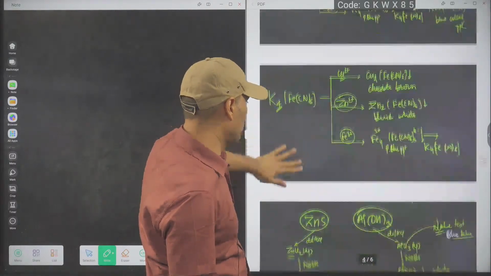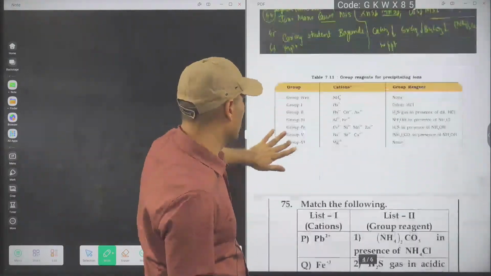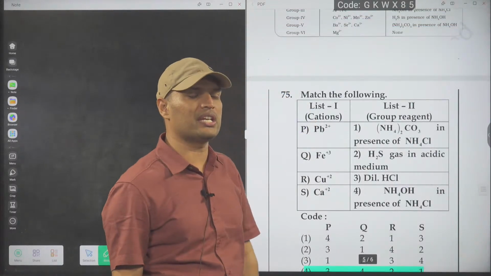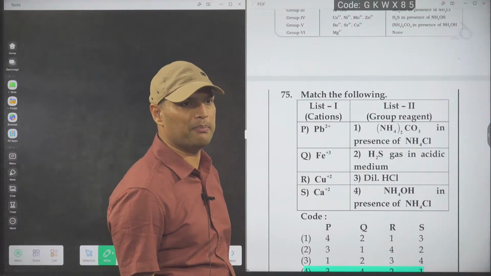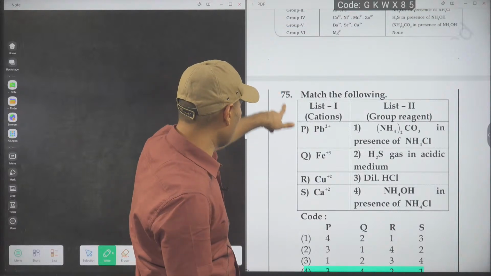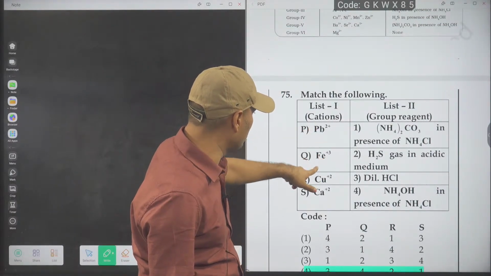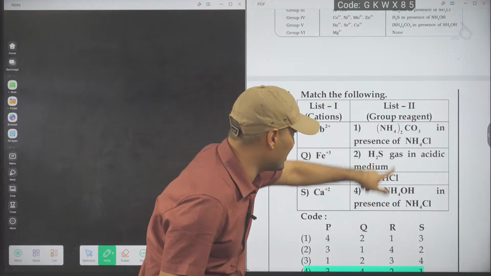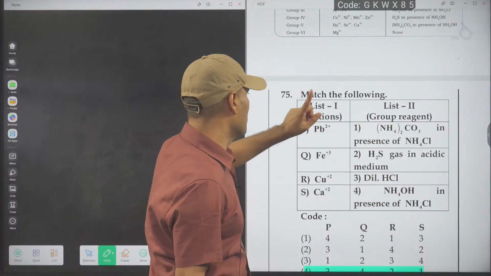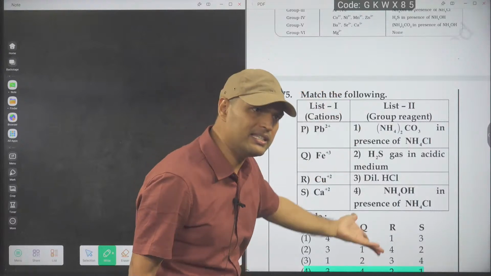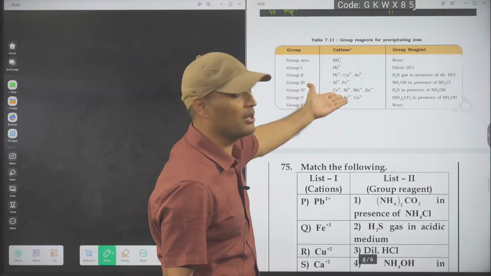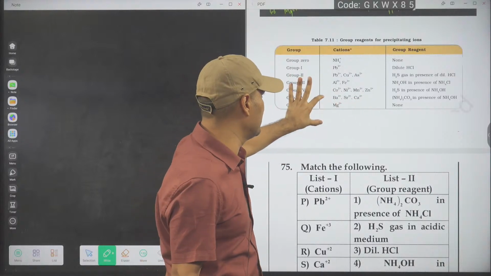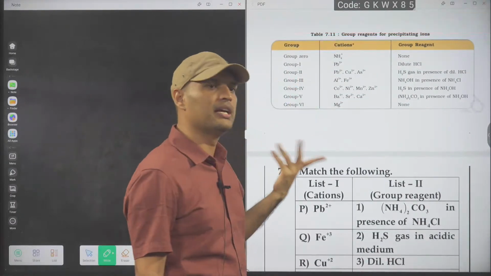This was also taught to you before, like cation. So this we can do on the basis of the question which came in the paper, the face papers you have given. See, one question came like this: Pb2 plus, Fe3 plus, copper 2 plus, calcium 2 plus, and reagents they were asking you to match. This question can be easily done if you remember this table. What is the reagent in every case?